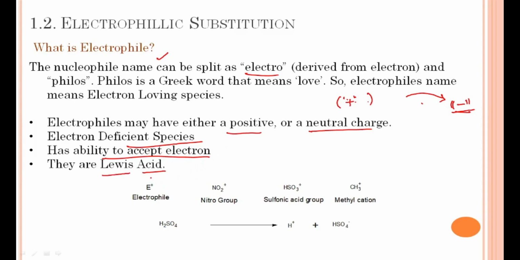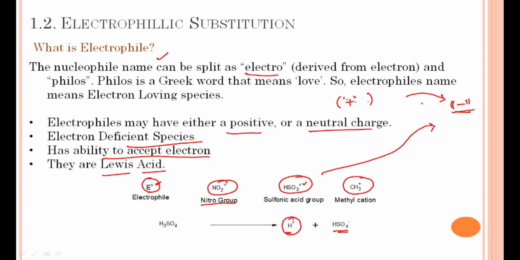So here, how can we denote an electrophile? This is the general symbol of an electrophile. E indicates the electrophile and the positive charge indicates the charge of the electrophile. For example, the nitro group, sulfonic acid group, methyl cation. All of these have a positive charge. Due to this positive charge, they have an affinity towards negative charge. That's why they are electrophiles. How is it generated? For example, H plus HSO4 minus. So this is the electrophile.